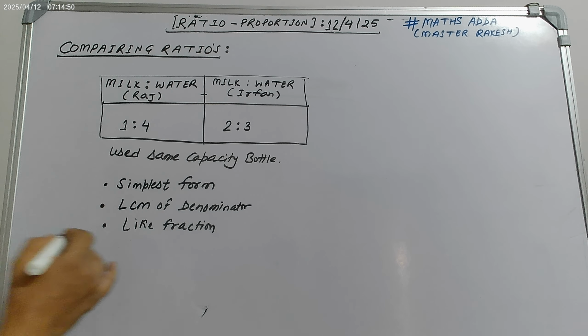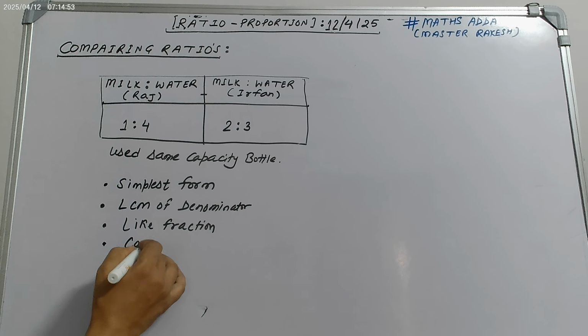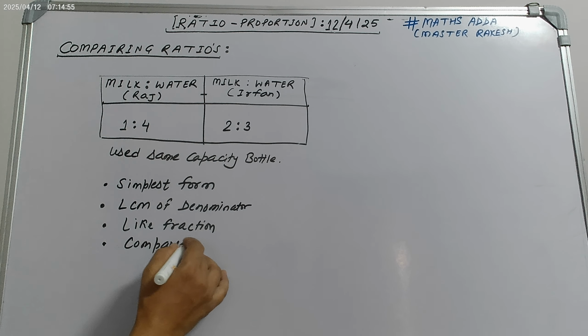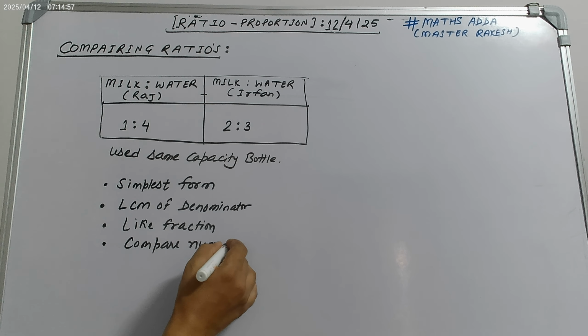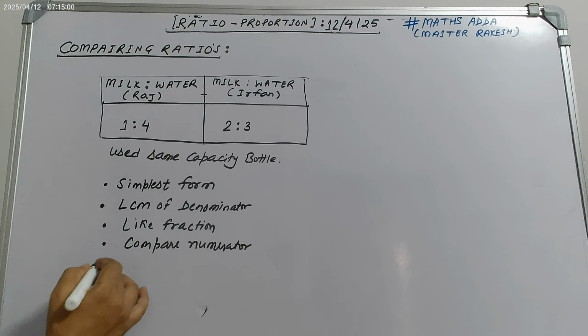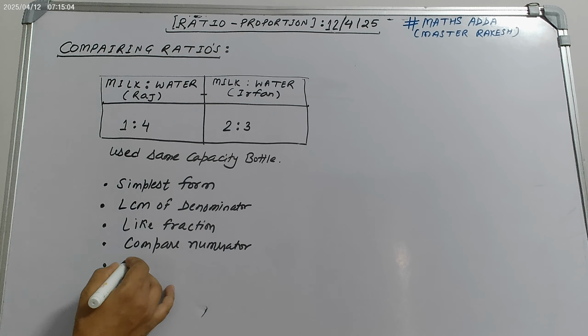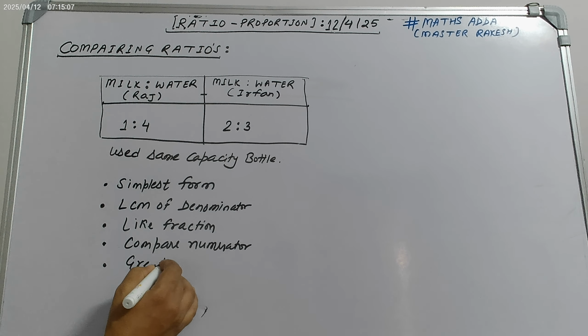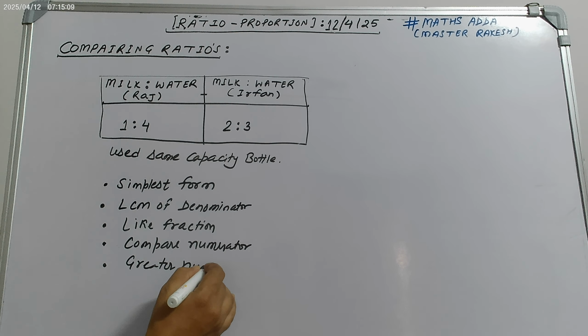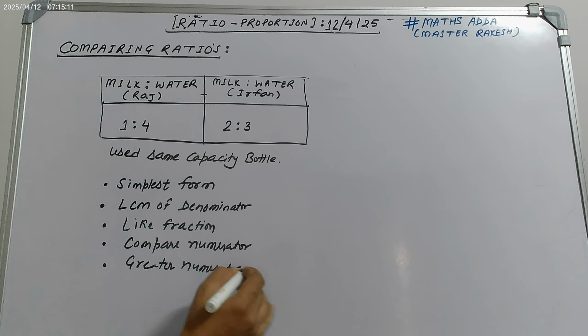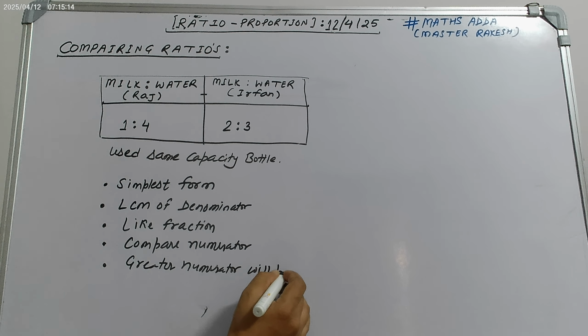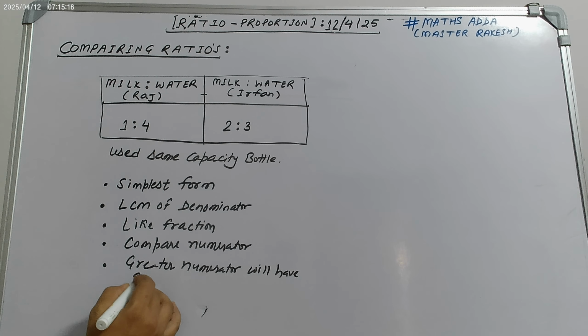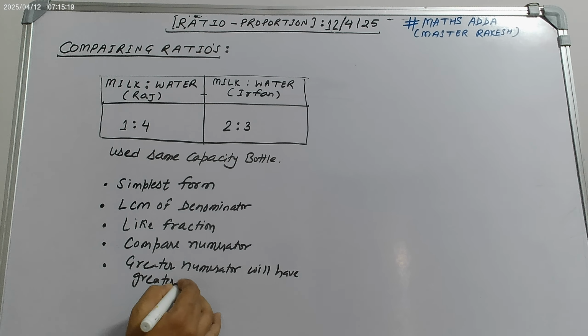Then compare the numerators. The greater numerator will have the greater ratio.